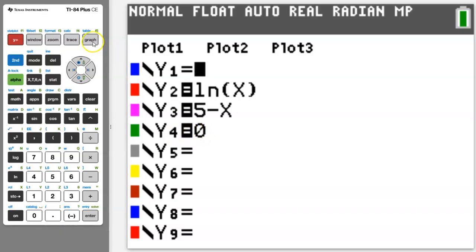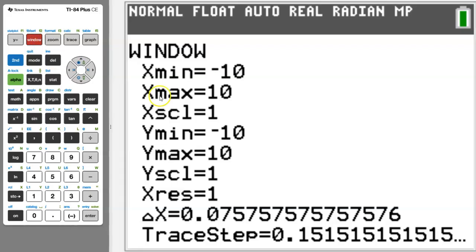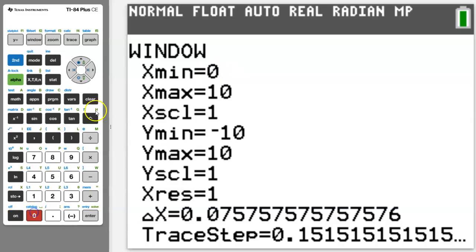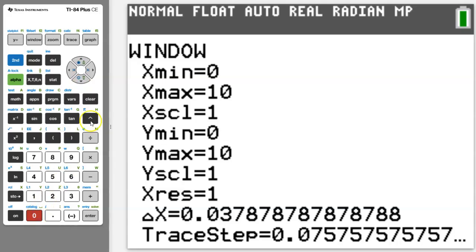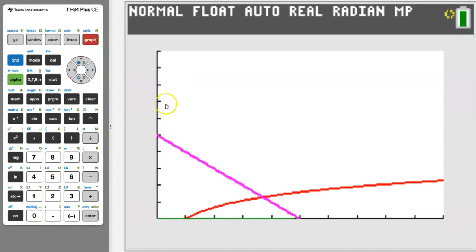Before we hit the graph button, let's adjust the window. We are only interested in the first quadrant, so let's let x min equal 0, and let's let y min also equal 0. Now hit graph and take a look. So this is the zone that we are trying to find the area of.